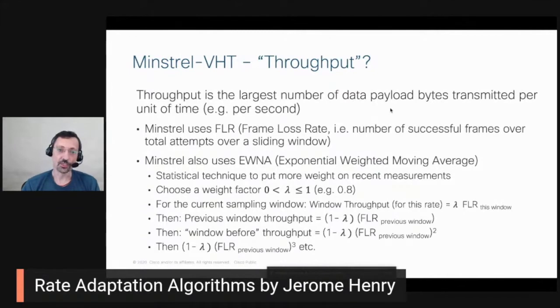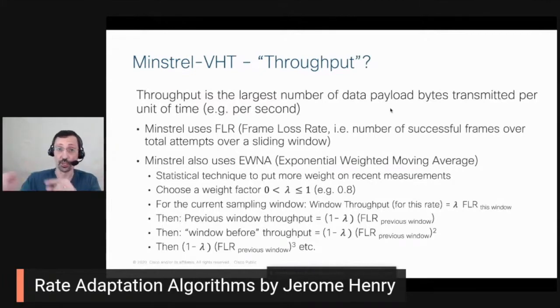The second one is the more complicated one, and that's what we call EWMA at the bottom of the slide, exponential weighted moving average. So what this is really is just a memory of the past. You've been trying those rates previously, maybe in the same sampling window because you try very fast.